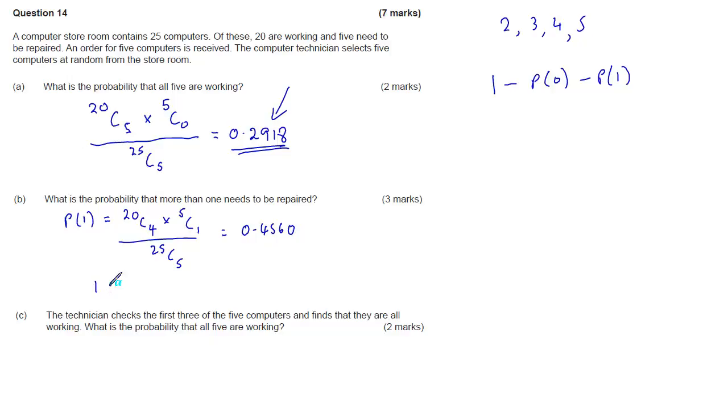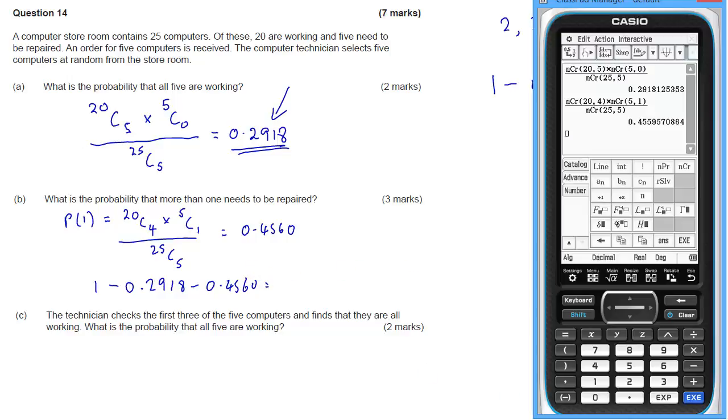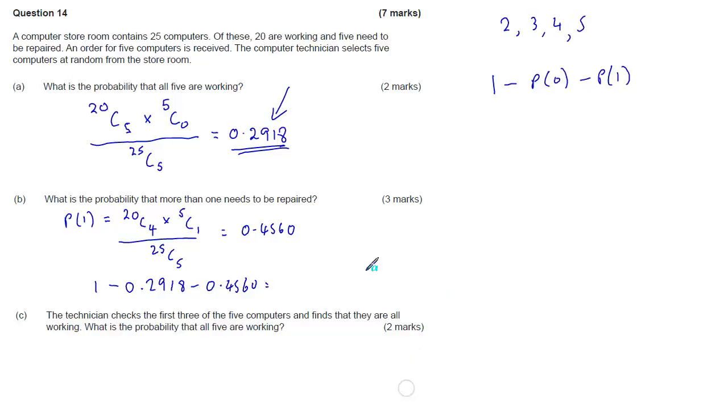And then we'll do 1 take away 0.2918. Take away 0.4560. So that's 1 take away 0.2918, take away 0.4560, and that gives me 0.252, correct to 3 decimal places.